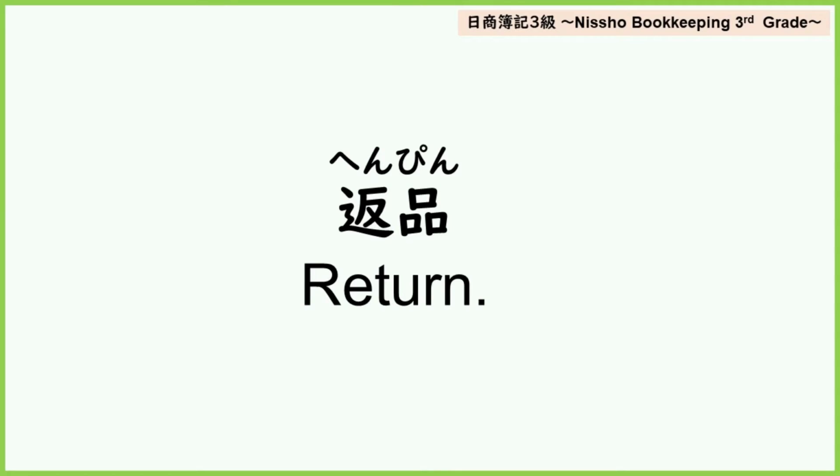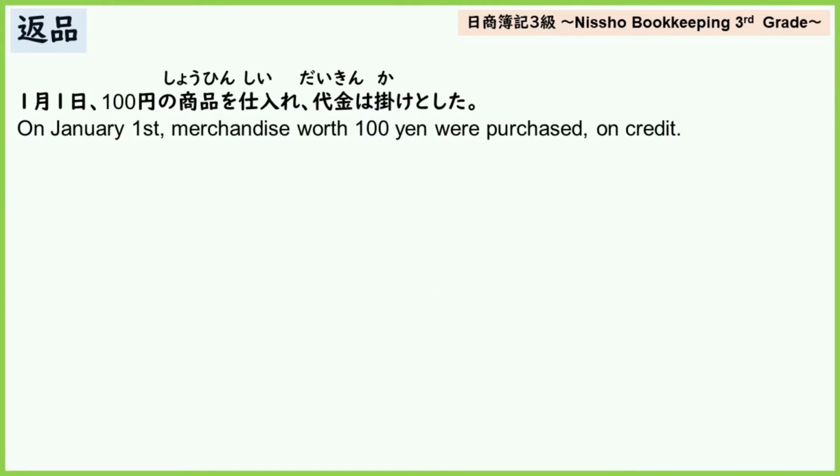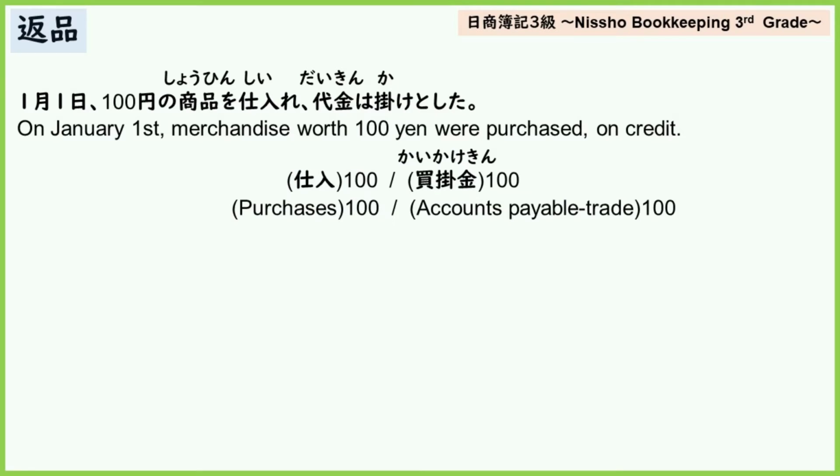The fourth content. Return. There are instances where purchased merchandise need to be returned. In such cases, we process a reversal of the initial purchase. On January 1st, merchandise worth 100 yen were purchased on credit. The journal entry is as follows. Debit, purchases 100. Credit, accounts payable trade 100.